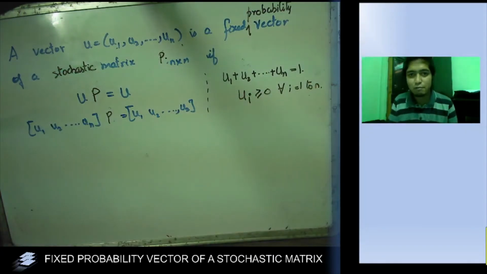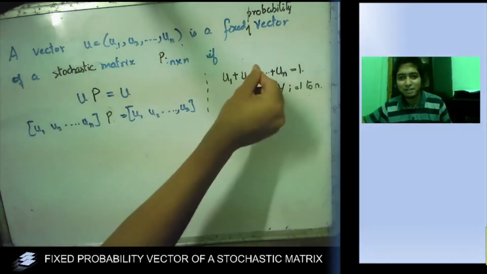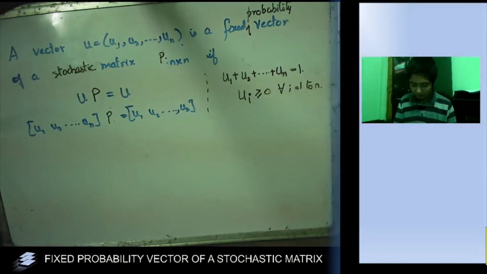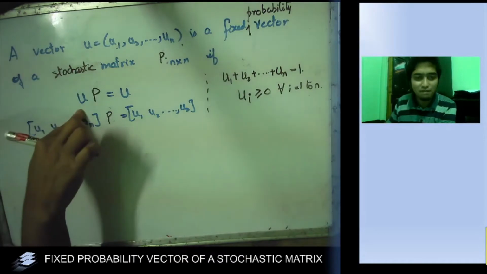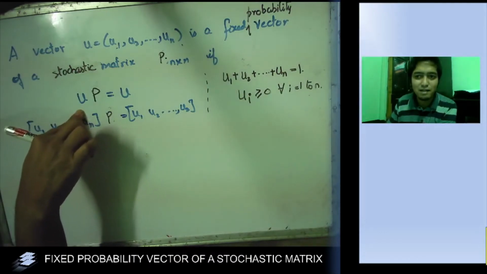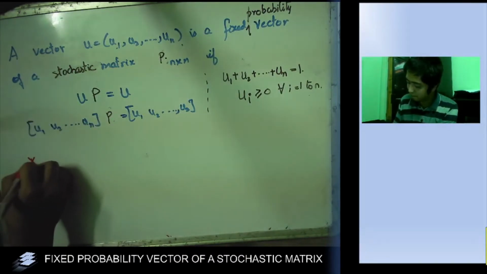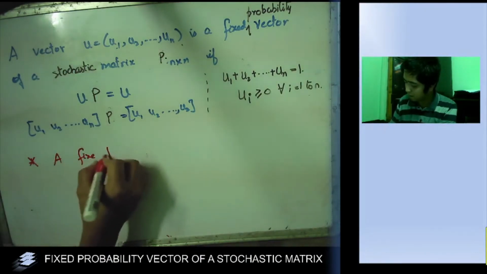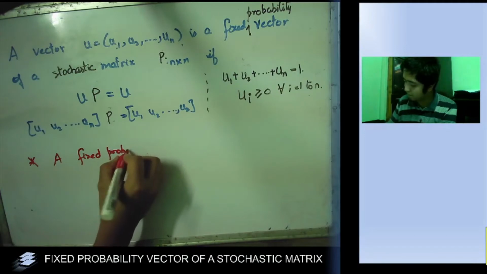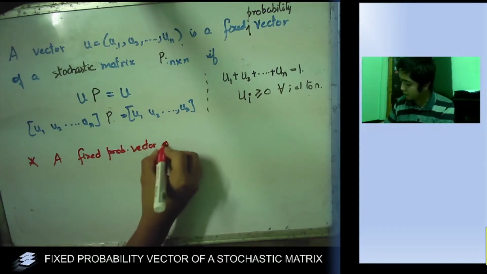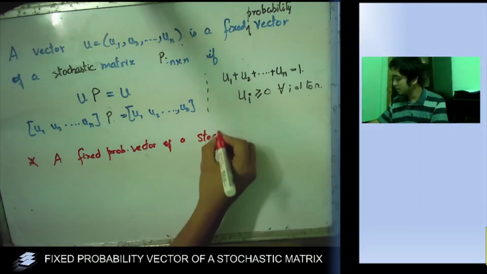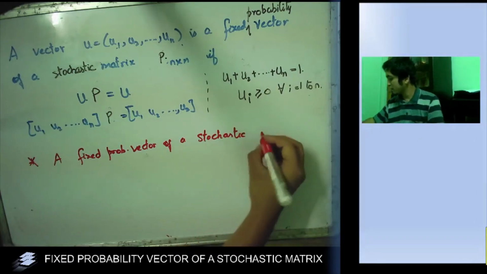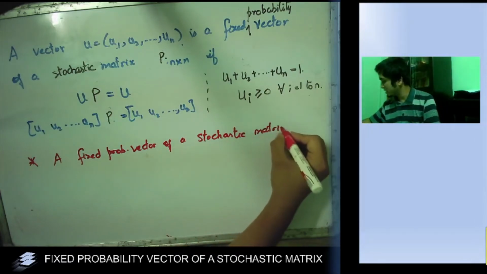So this is how we define the fixed probability vector of a stochastic matrix. One thing that you should note here is that this fixed vector may not exist. The fixed probability vector of a stochastic matrix may not exist.